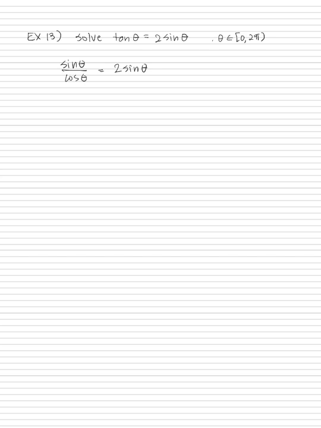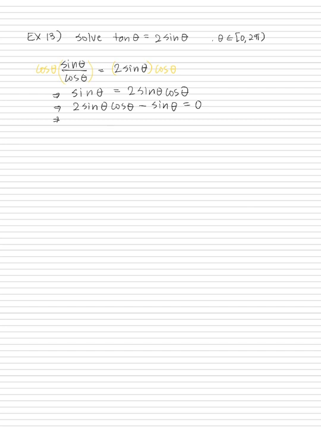Okay, so now I don't want to deal with rational expressions, so I'm going to multiply both sides by cosine. Alright, so let's see what we're going to get here. That implies that we're going to have sine of theta equals 2 sine theta cosine of theta. How about I subtract sine of theta from both sides, and then if we do that, we're going to have 2 sine theta cosine of theta minus sine of theta equals 0.